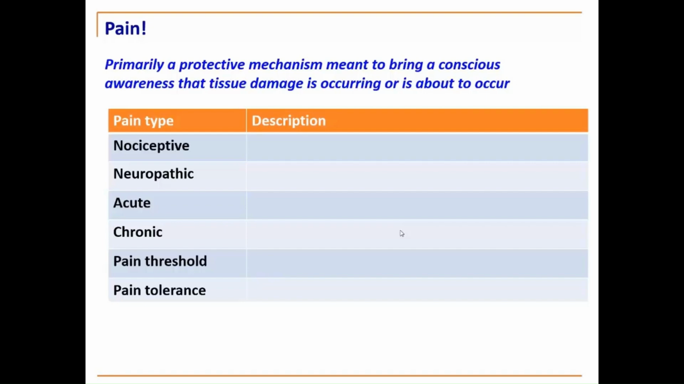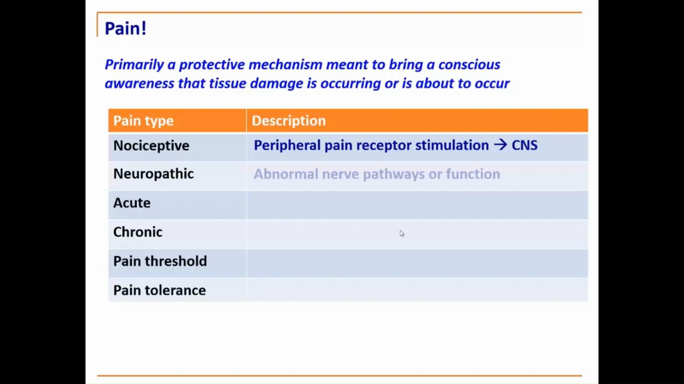Okay, so nociceptive pain is peripheral pain receptor stimulation, which is then transferred to the central nervous system, so we have conscious awareness of it. Neuropathic pain is due to abnormal nerve pathways or functions. So something's gone wrong with the nervous system. So when you hear about neuropathic pain, that's what it's referring to.